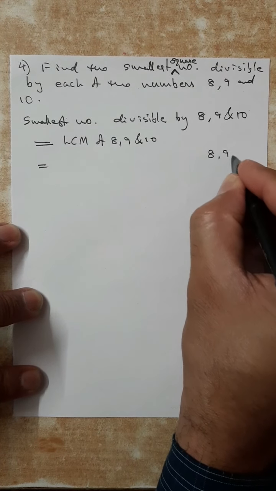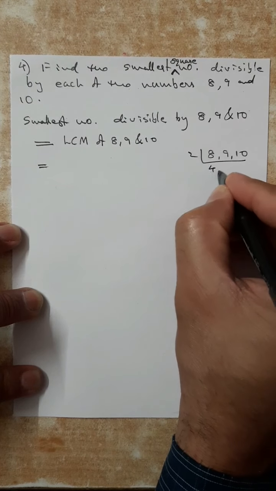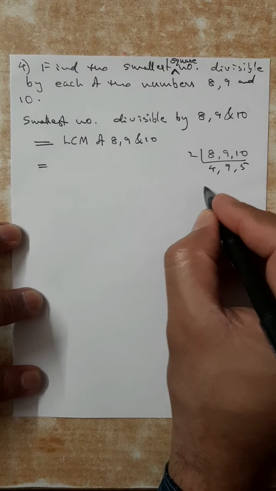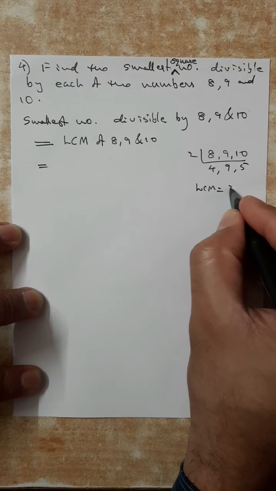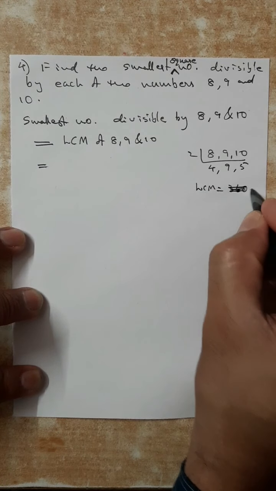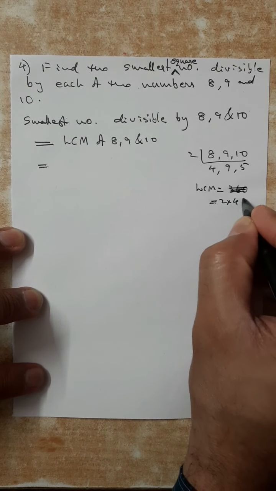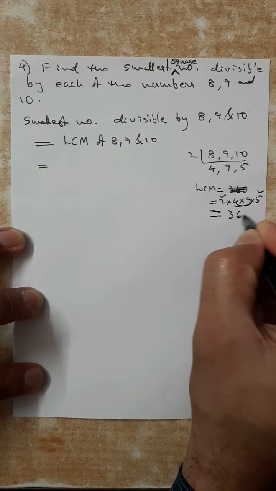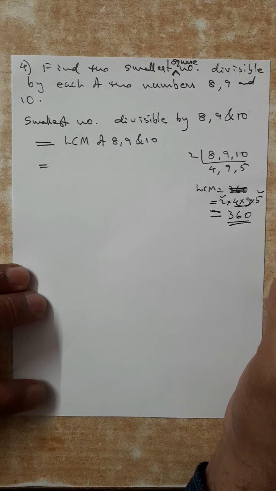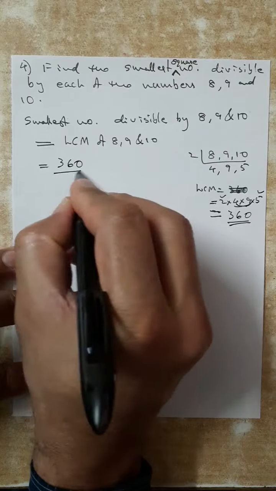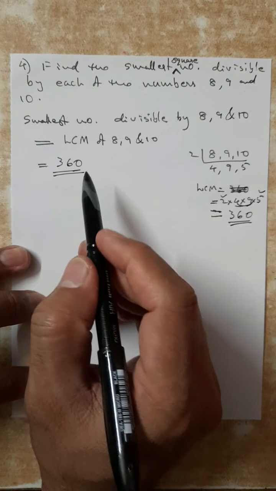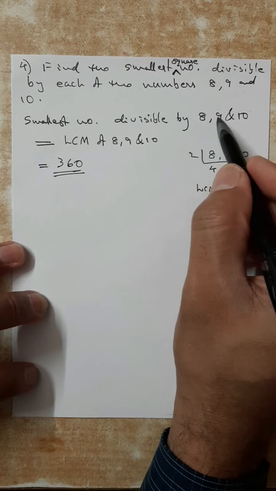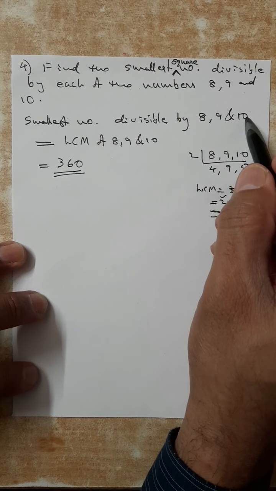What is the LCM of 8, 9 and 10? Divisible by 2. That is enough. Nothing else is common, so we will stop. LCM is 360. I will write the step: 2 into 4 into 9 into 5. 4 9s are 36, and 2 5s are 10, so 360. LCM is 360. That means 360 is the smallest number, and 360 can be divided by 8 also, by 9 also, and by 10 also.